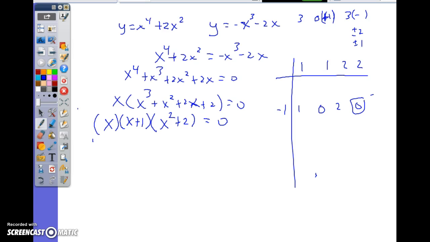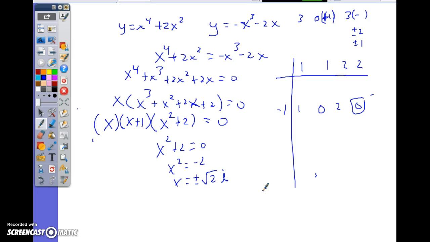I already found what I need. x squared plus 2 equals 0. What's the answer? x squared equals negative 2. x equals plus or minus root negative 2. They're imaginary. Do we have to write that? Yes, sir.